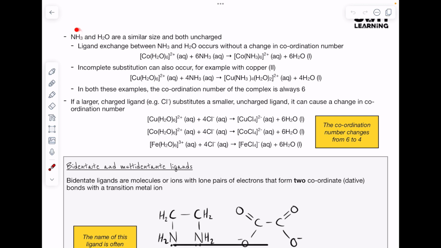Now, as we've already seen, ammonia and water are similar size and they're both uncharged, and this means that ligand exchange can occur between the ammonia and the water without a change in coordination number, such as the case here, where you have in the original complex ion water reacting with ammonia, and as you can see here, in effect they've swapped places. You'll find that incomplete substitution can also occur with copper 2.